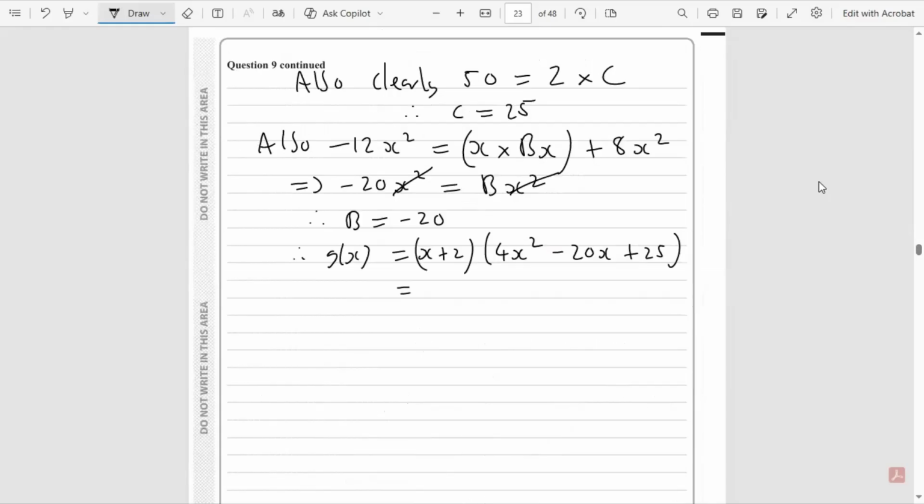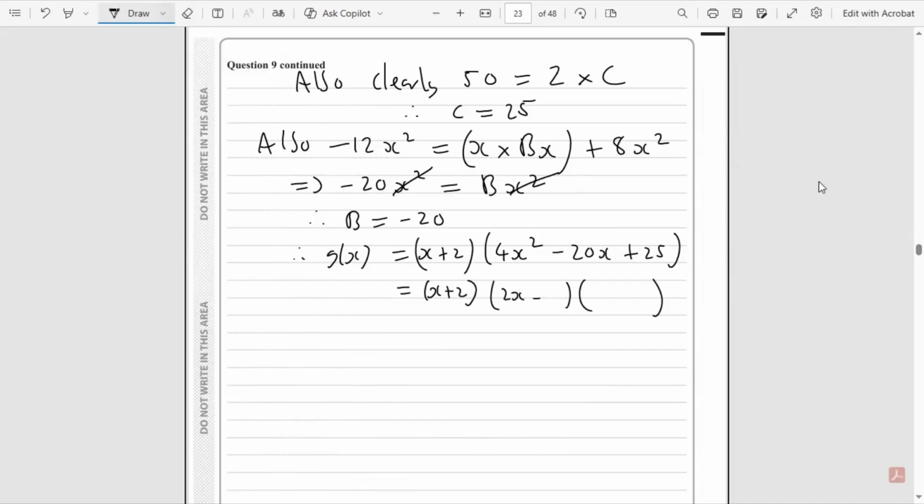So again, we can say this is x plus 2, and then multiplied by the factorization of this. Now, this would be 2x minus 5, 2x minus 5 and 2x minus 5. The reason why I know that is because obviously 2x times 2x gives you the 4x squared there, and then a minus 5 times a minus 5 gives you the 25, but we need a minus 20x, so that's why we need the negative sign instead of a positive 5. We need negative 5. So then obviously this is x plus 2 multiplied by 2x minus 5 all squared, and that is our answer there for part B.